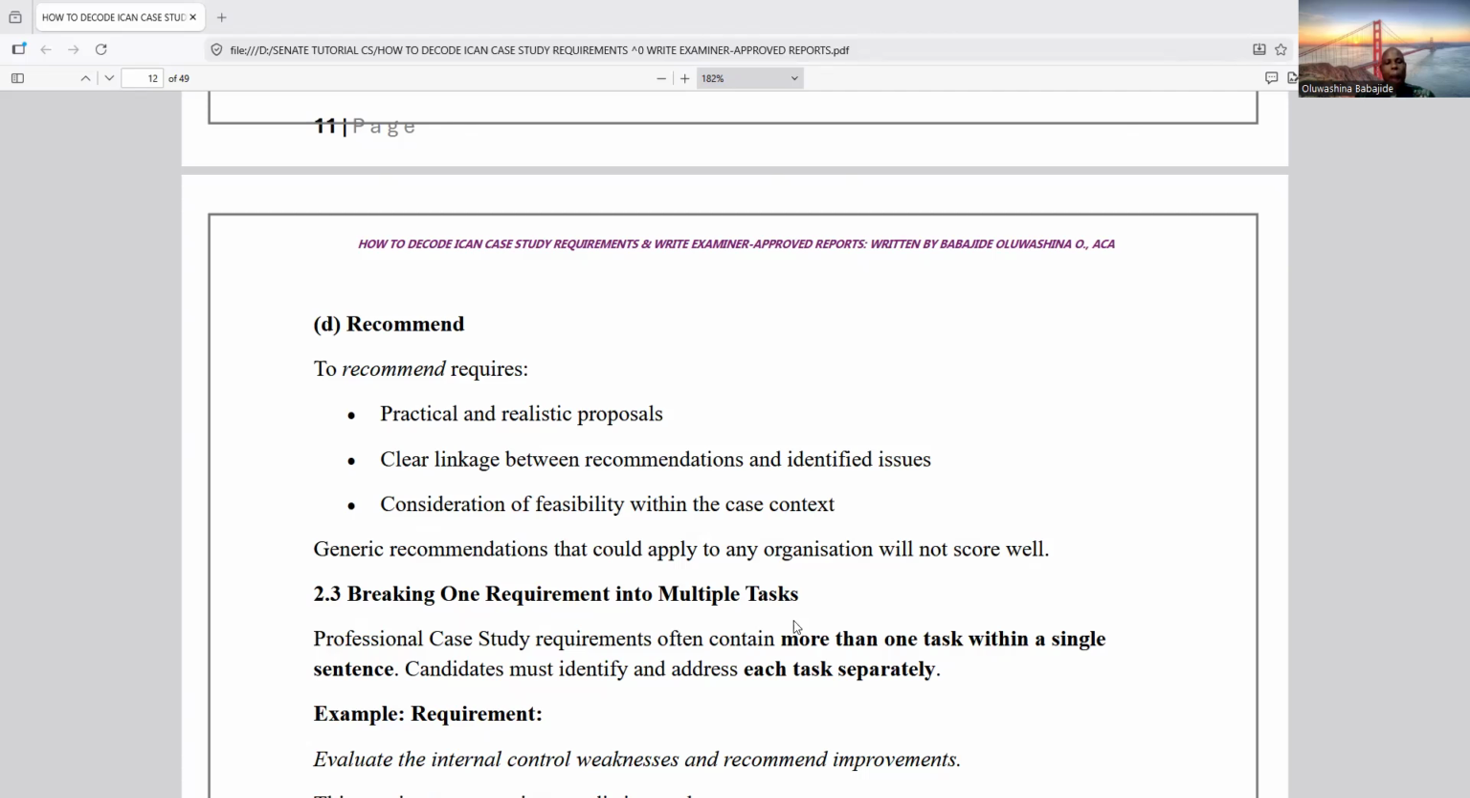Now, next class, we are going to move towards breaking one requirement into multiple tasks. How can you break it? That's what we are going to deal with next. Breaking one requirement into multiple tasks. How can you do it in the exam so that you can minimize your time and ensure that you get the appropriate mark? Do you understand?